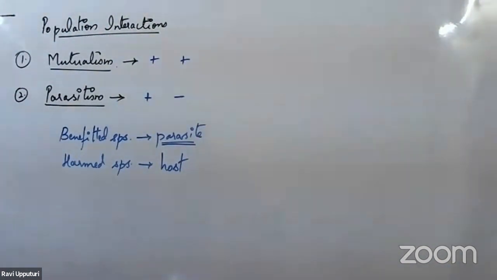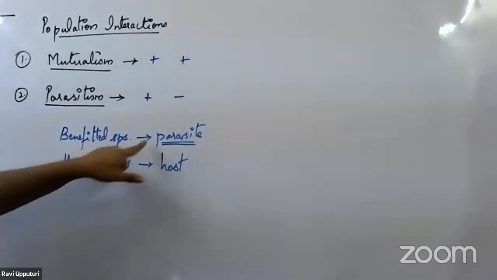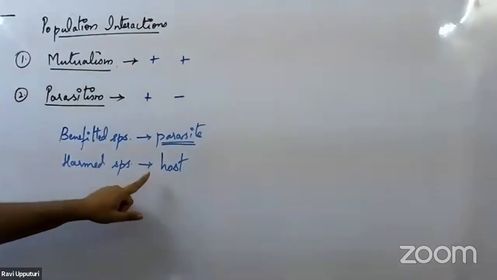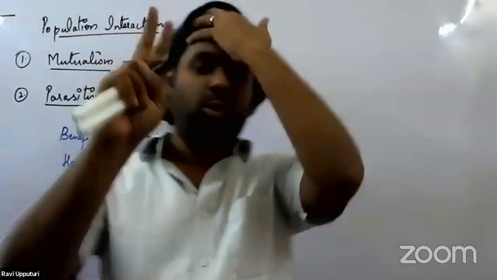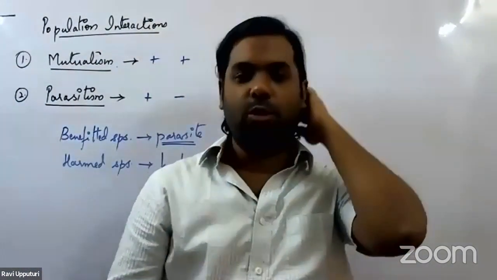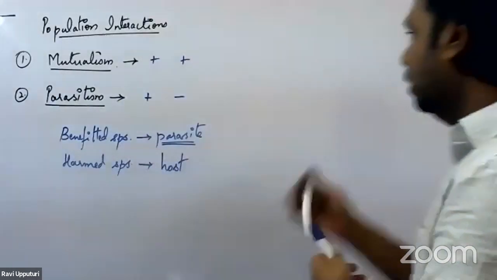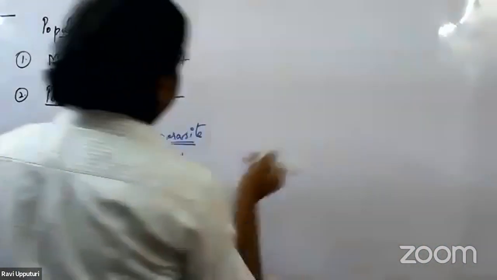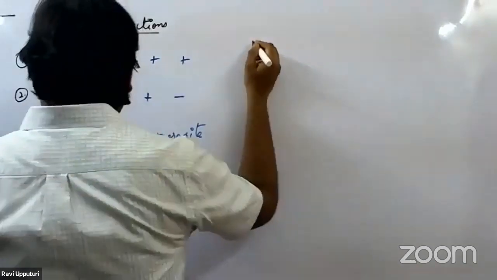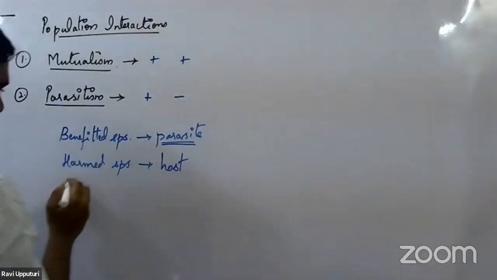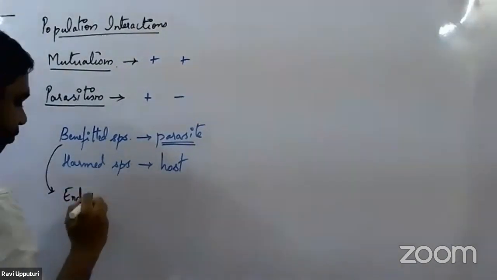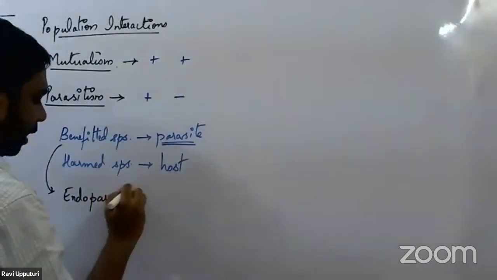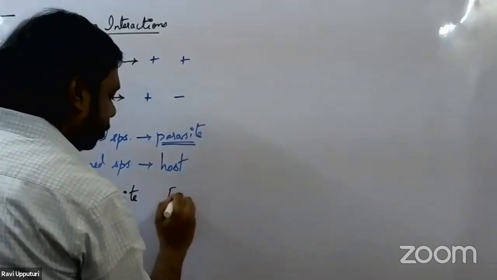So the organism which is being benefited is called the parasite, and the one which is being harmed, we call it the host. Now, whenever we talk about parasites, we usually talk about two different types of parasites. One we call the endoparasite. I write it down here itself. So one is called the endoparasite, and the other one is called the ectoparasite.